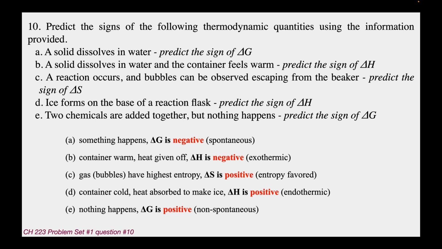Likewise, the first one, because the solid dissolved in water, delta G was negative. That means that's a spontaneous reaction. So hopefully these will help you to see what the signs of delta G, H, and S are all about and make predictions as to what it means for reactions.